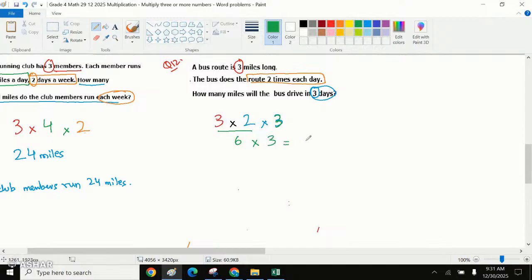is 18 miles. Okay, so we can write the statement as, we always give a statement for a word problem. The bus will drive 18 miles in 3 days. Okay, agreed? Thank you so much for the answer. Yes, May, 18 is correct. Thank you.